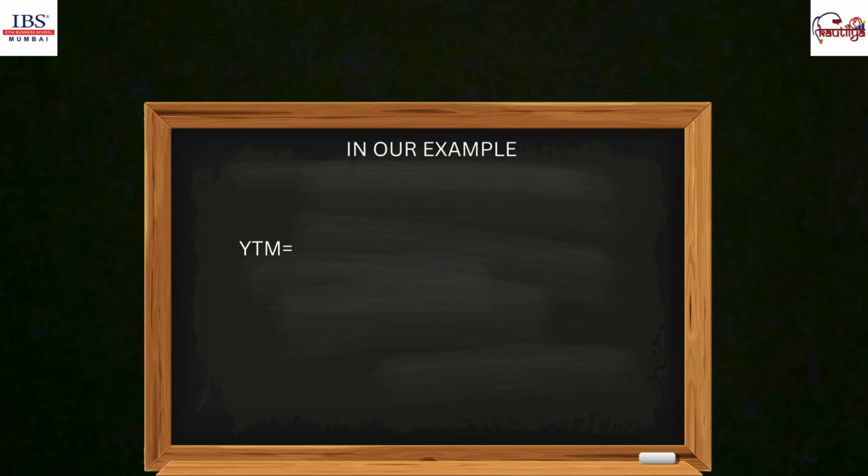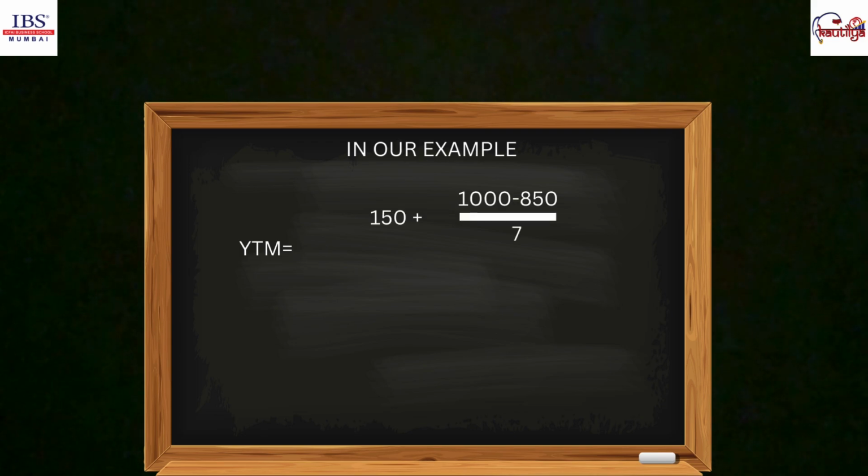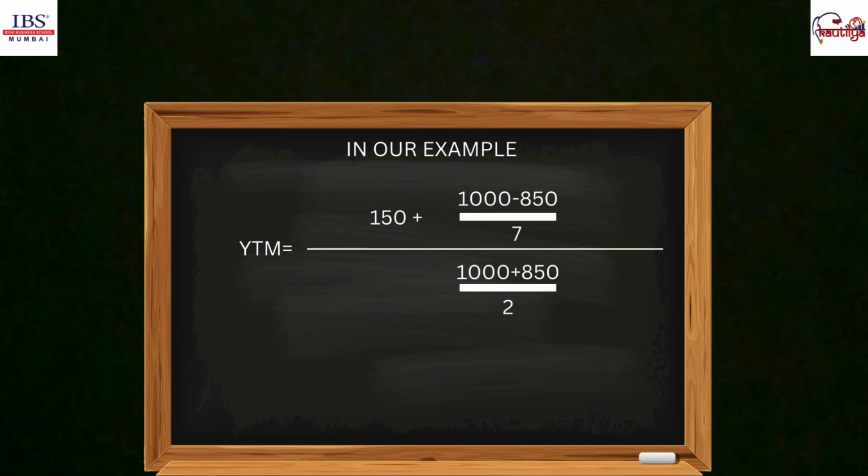In our example, YTM equals 150 plus (1000 minus 850) upon 7, divided by (1000 plus 850) upon 2, which equals 18.53%. Here the approximated yield to maturity on the bond is 18.53%.